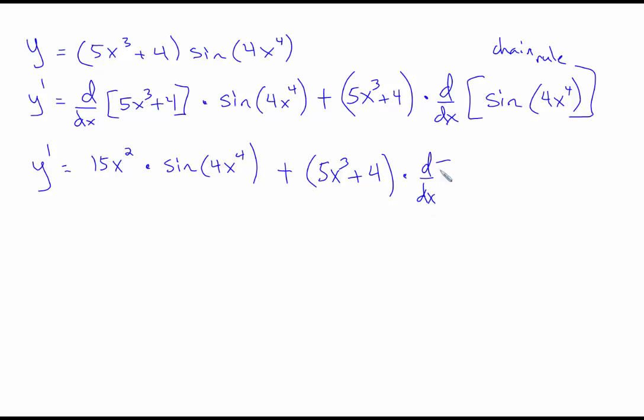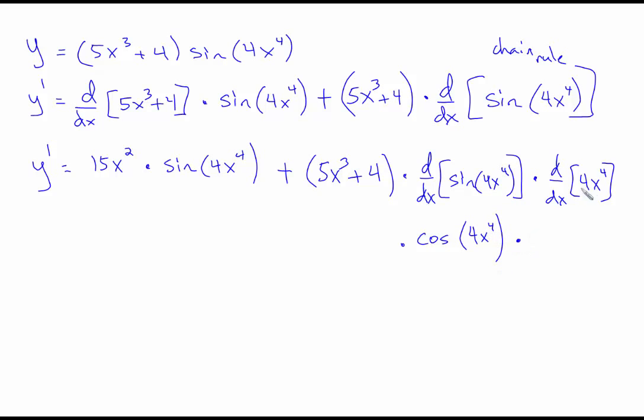We have the derivative of sine, the whole function. So sine of 4x to the fourth times the derivative of the inside function, in this case 4x to the fourth. So this is going to give us the derivative of sine is cosine. And then remember, we keep this inside function the same, so do not touch that. Now we're going to multiply by the derivative of the inside function, so that will give us 16x to the third. Over here we have 5x to the third plus 4. Over here we have 15x squared times sine 4x to the fourth.